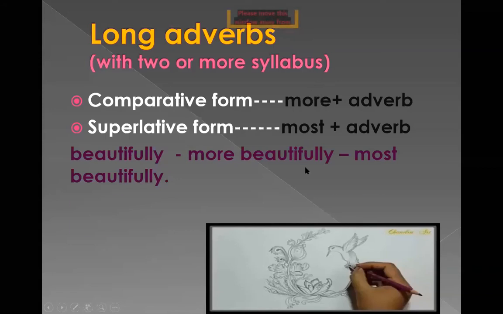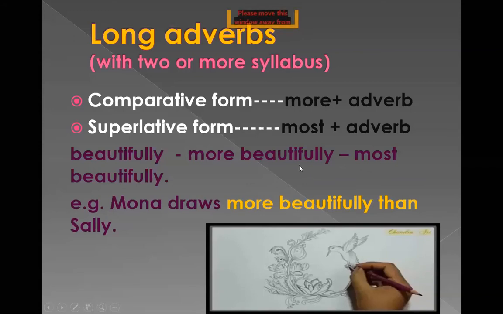Okay, like this example, Mona draws more beautifully than me. Here I'm describing Mona's drawing or the verb that Mona does. We add ly to beautiful, and before it we add more. Why? Because I'm comparing between what Mona does and what Sally does. So why did we add more? Because it's a comparative form. We add more before the adverb with ly. If the adverb with ly is long, we can add before it more in comparative. But if it's in the superlative, we can use the most. Mona draws the most beautifully in the world.